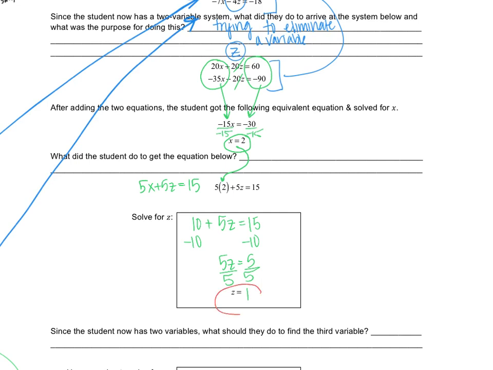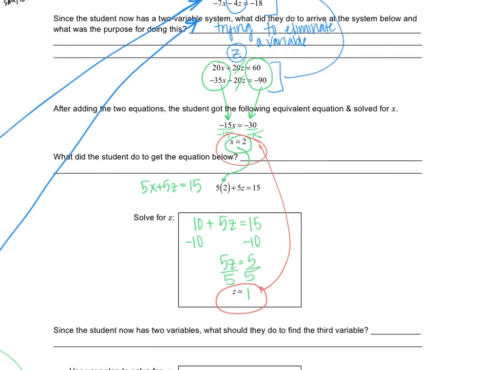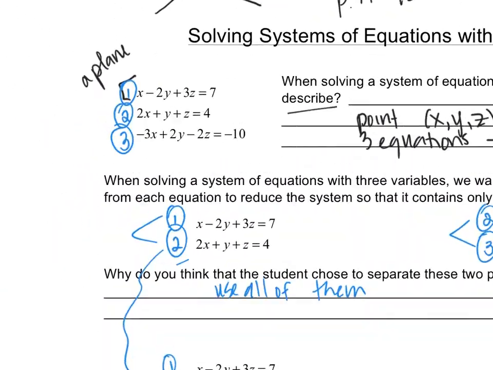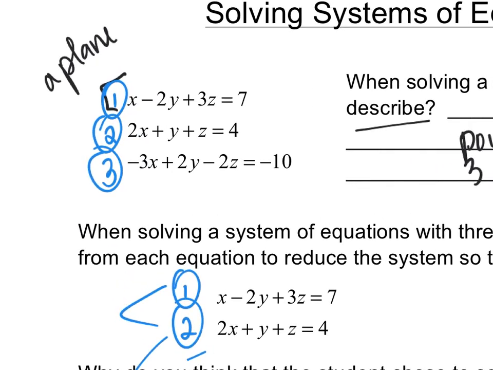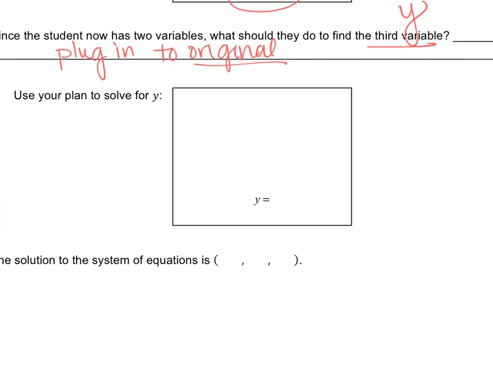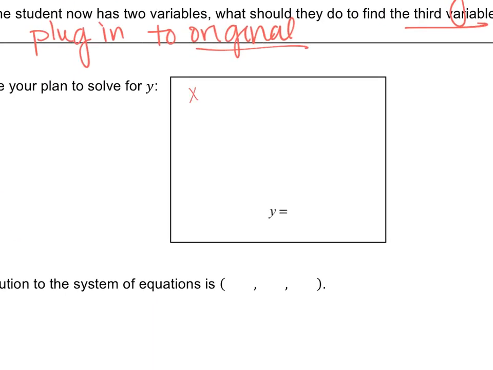So right now, we know that z equals 1. We know that x equals 2. So then we need to still find the third variable, which is y. And so if we plug back into our original equations, then we'll be able to get that third variable. So let's go back to the first set of equations. You can plug into any one of those that you like. Let's try and plug into the x minus 2y. So we have x minus 2y plus 3z equals 7.